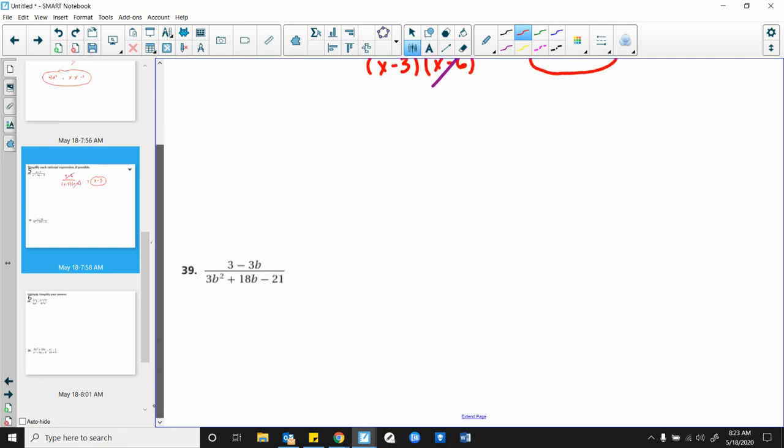Okay. Same thing down here. Now, in this situation, if you run into a situation where they're aligned differently, you want to go ahead and realign them. Okay. So in this case, it's going to be negative 3b plus 3. Again, I just flipped those two terms over.